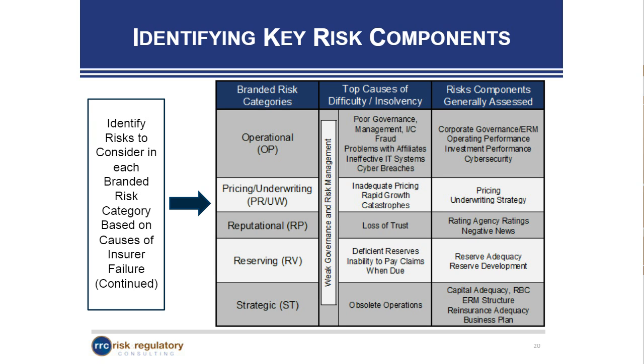And another example would be reserving. You tend to always look at the adequacy of the reserves, the actuary opinion, the actuary opinion summary, maybe even the reserving memos or report beyond that. But you also look at reserve development and see if there's evidence that, in fact, the company has been conservative in its reserving in the past.